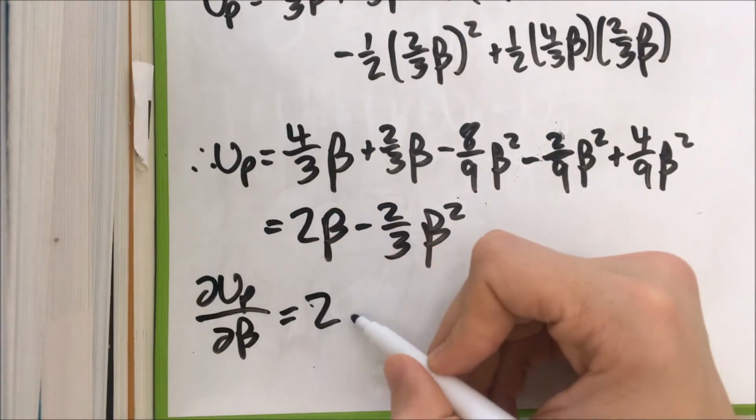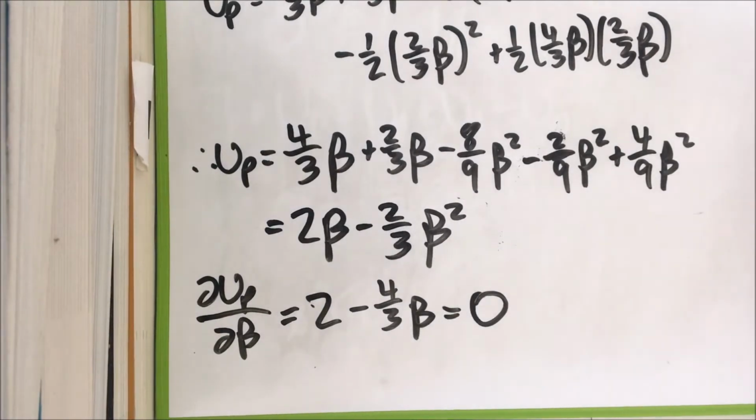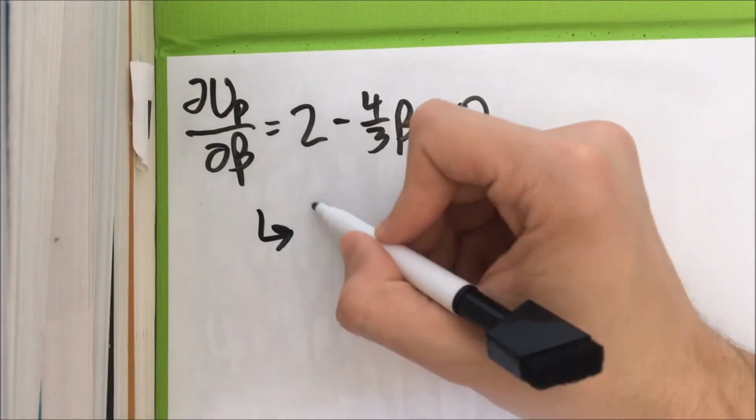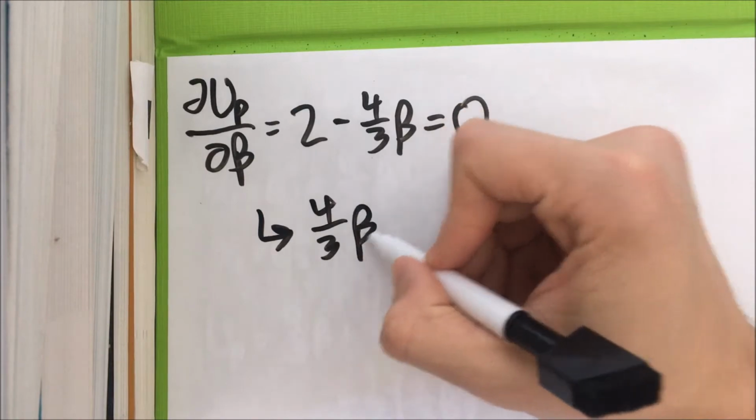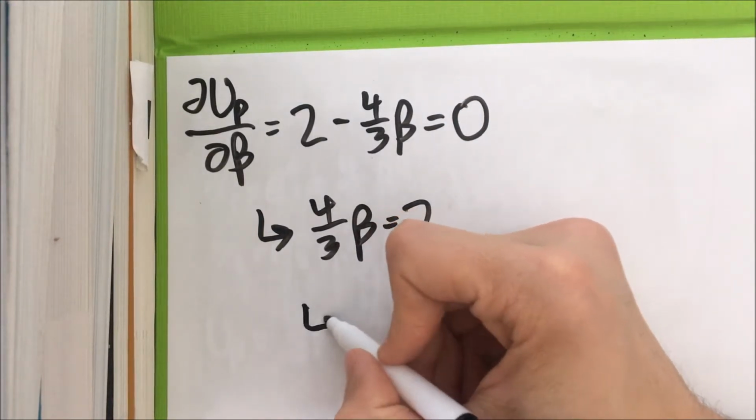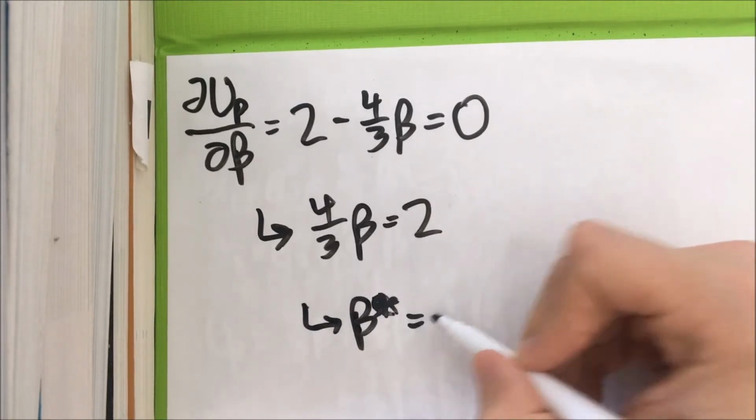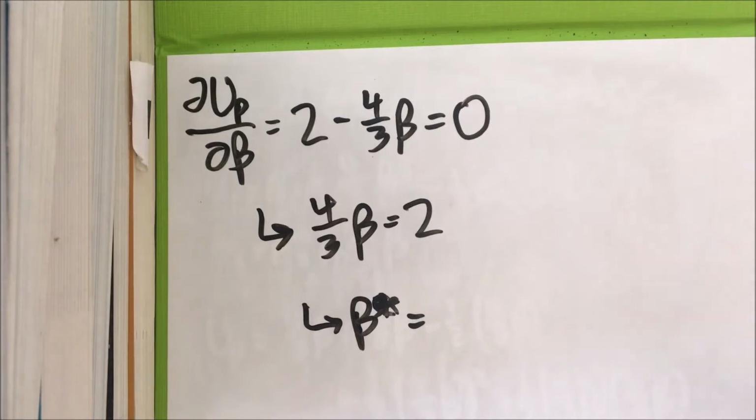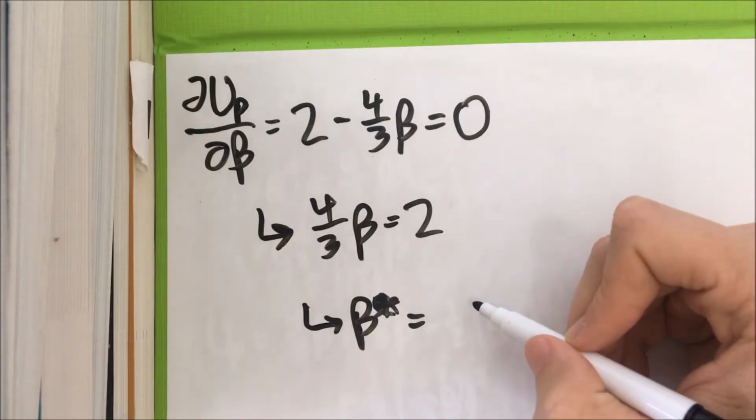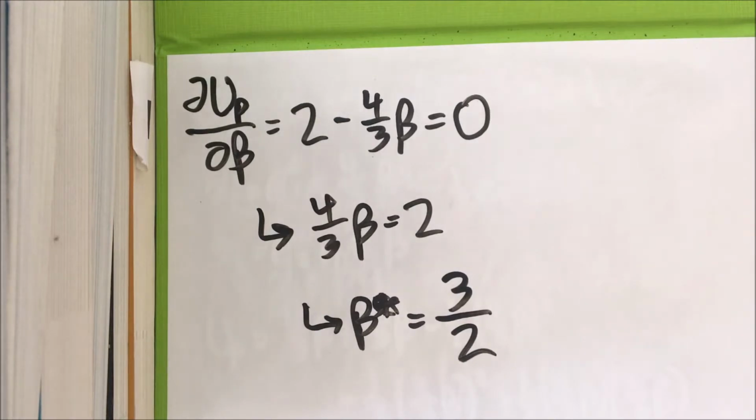So we'll get 2 minus 4 on 3 beta set to 0. Now solving this gives 4 on 3 beta equals 2. And therefore, that means beta star, the optimal beta, the incentive that the principal will pay to the agent, is going to be 3 on 2. Okay, so we found that beta equals 3 on 2.